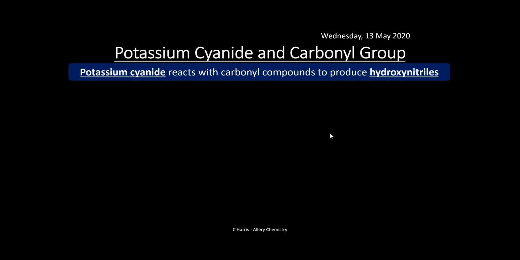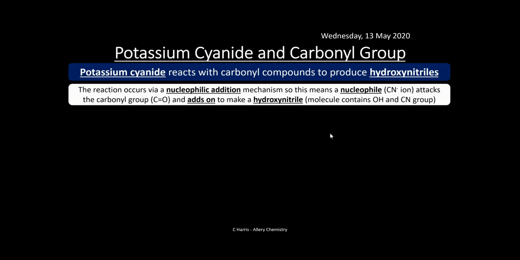This one we're going to look at is potassium cyanide. Potassium cyanide reacts with carbonyl compounds to produce hydroxynitriles. This reaction occurs via nucleophilic addition. So remember, a nucleophile is nucleus loving. So it's a nucleophilic addition mechanism.